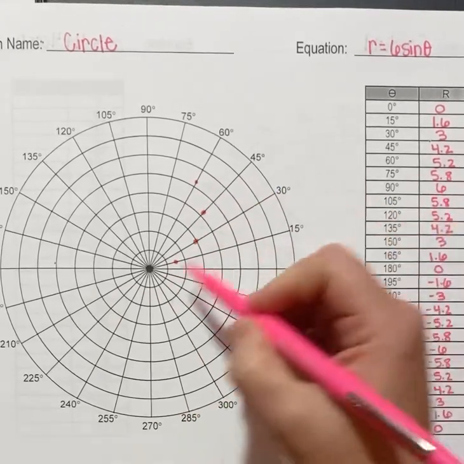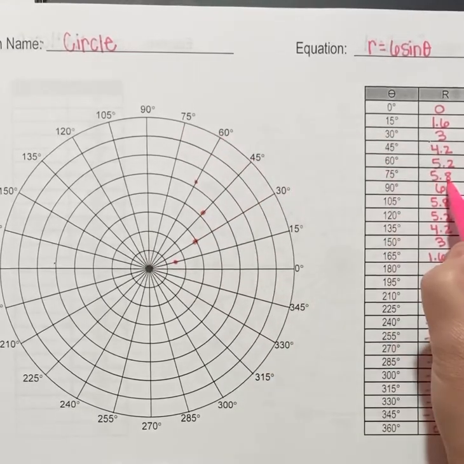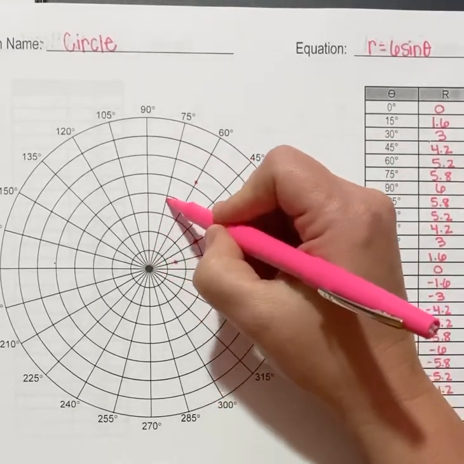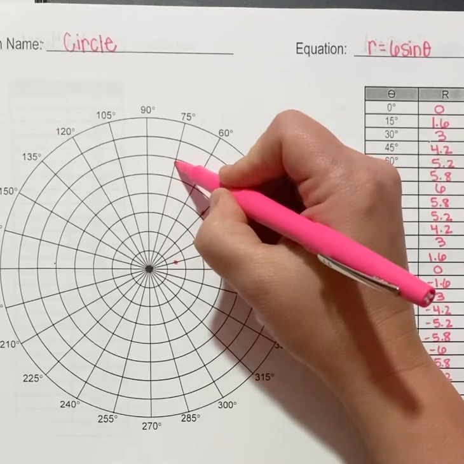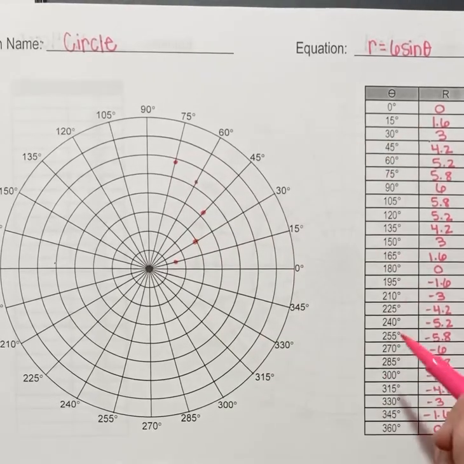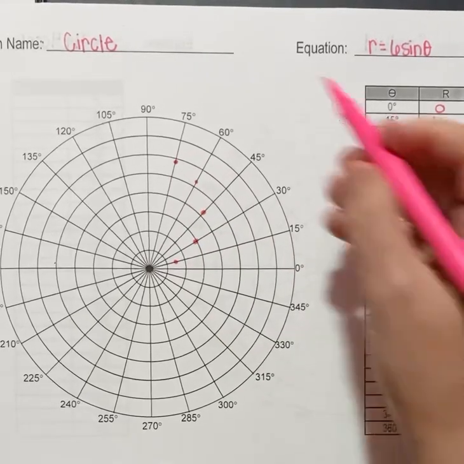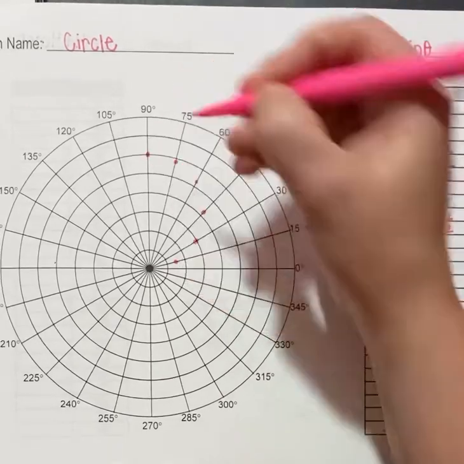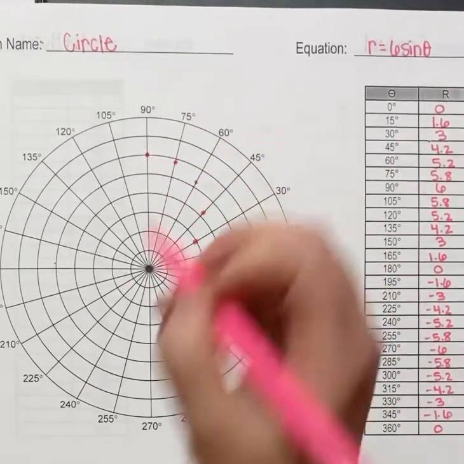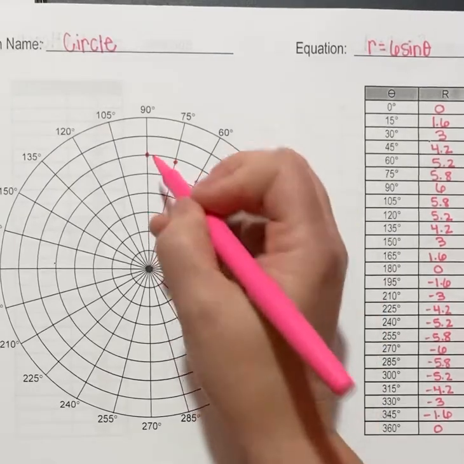At 75 degrees, which is right here, I'm going out to 5.8. So 1, 2, 3, 4, 5.8. That's really close to 6, but not quite there. And then at 90, I'm back to 6. So at 90, go out to 6 and put a dot. So this is going to be the right-hand side of that circle if you can see it curving already.